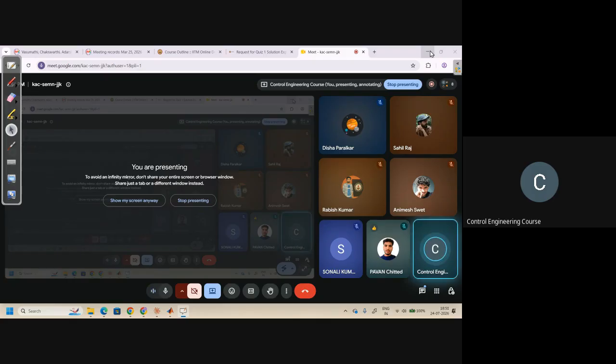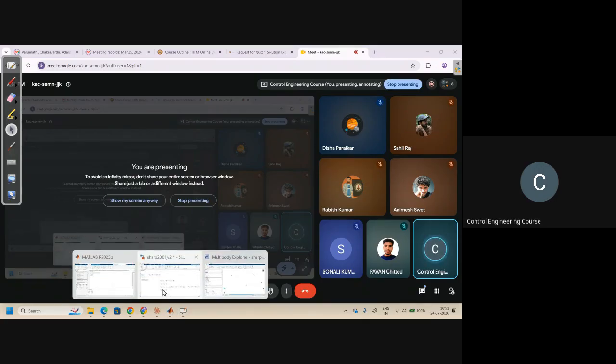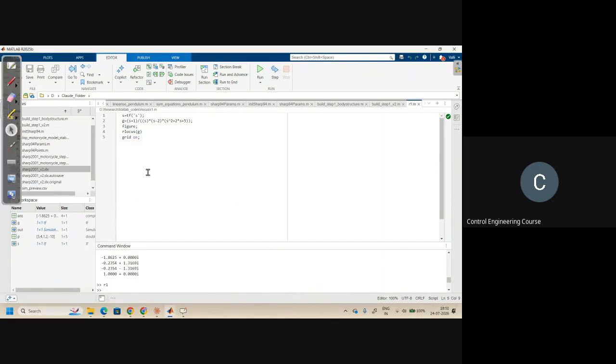Sometimes in exams you will get small examples where we can calculate the roots of the equations by hand. But sometimes, for designing and so on, you may need to use MATLAB. Let's see how to draw it in MATLAB. So first step, you are able to see my screen, right? Yes, ma'am. First you need to define s equals tf of s.